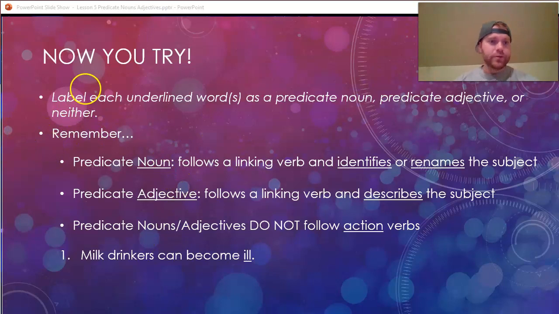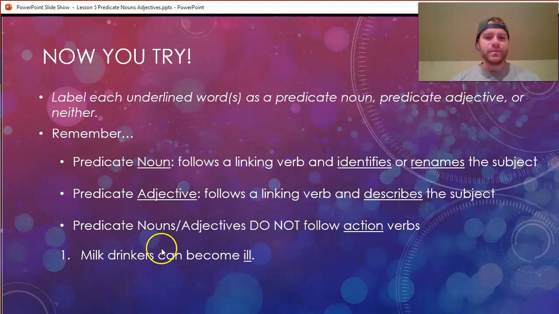So, the directions that we'll work through together here, and you may have to pause from time to time to try these on your own, is just to label any underlined words as predicate nouns, predicate adjectives, or neither. They might throw a couple of sentences at us that try to trick us. A couple of things to remember. Again, predicate nouns, they're going to follow linking verbs. They identify or rename the subject. Predicate adjectives, same thing, but they describe the subject instead. They are adjectives, not nouns. Once again, if we have an action verb, we're not going to have a predicate noun or adjective at all.